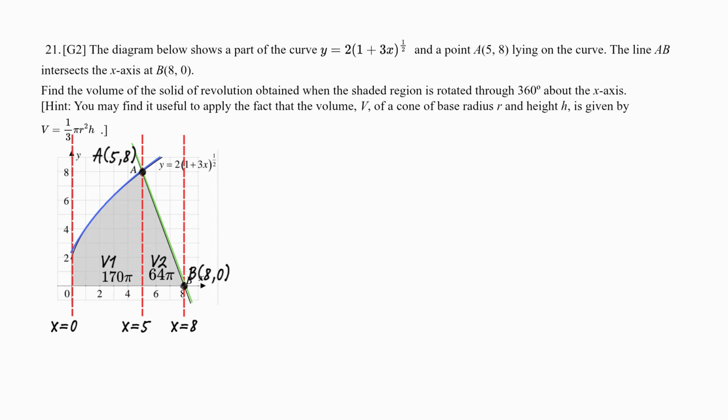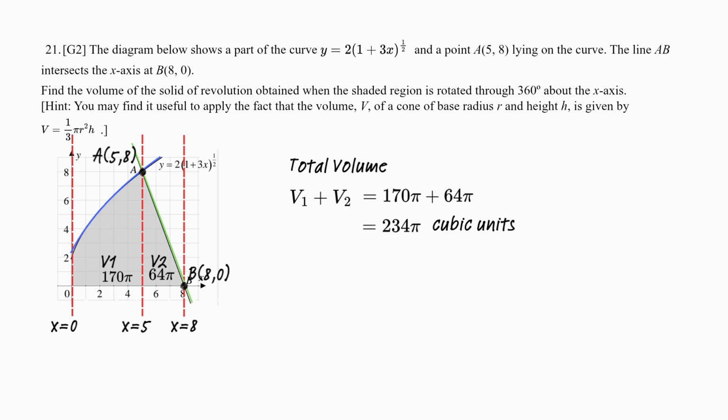Final step. We just add our two volumes together. Volume 1, which is 170 pi, from the curve, plus volume 2, which is 64 pi, from the cone. This gives us a total volume of 234 pi cubic units. And that's it. The key to these problems is recognizing when to use calculus and when to use simple geometry.